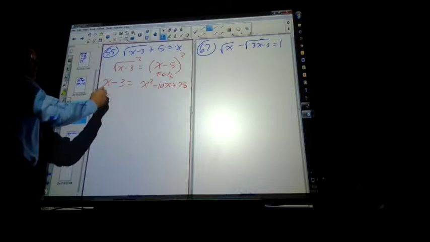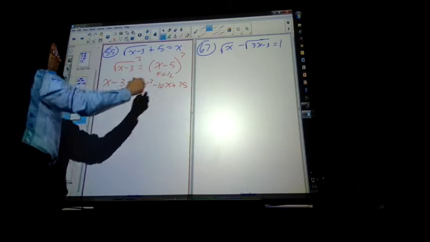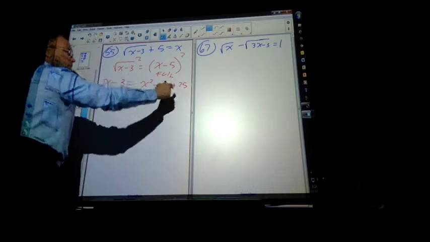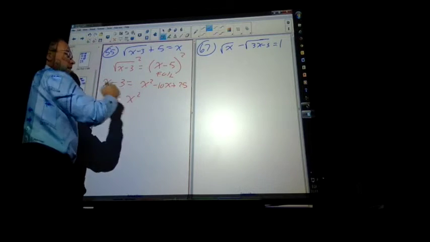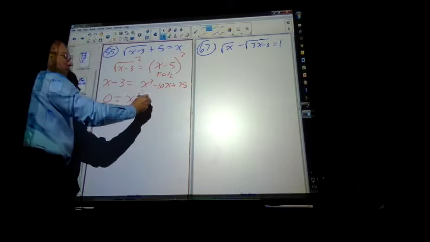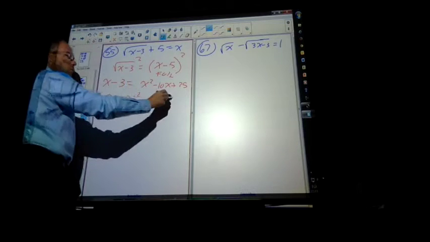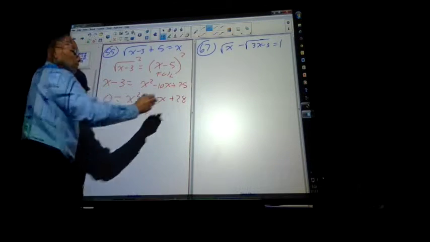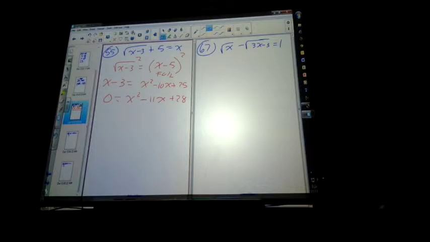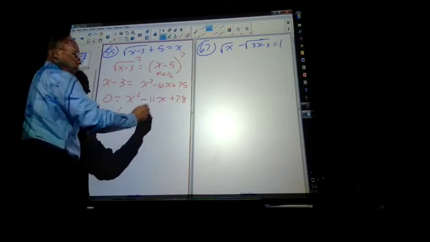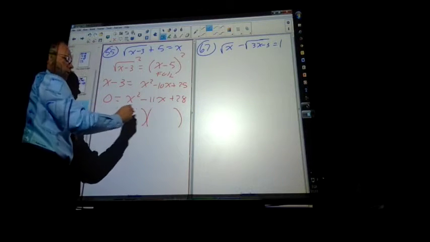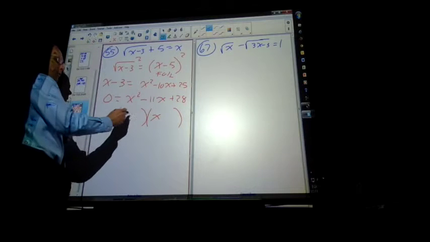So I'm going to make this side 0, so I'm moving the x over, so that's going to subtract, and I'm going to add the 3 over. So I'm going to get x squared minus 11x plus 28. What two numbers multiply together to give me 28, add together to give me negative 11? 7 and what? 7 and 4. Are they both positive or both negative? Or one of each? Both negative.